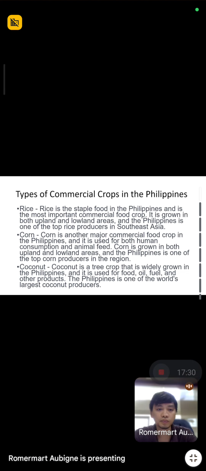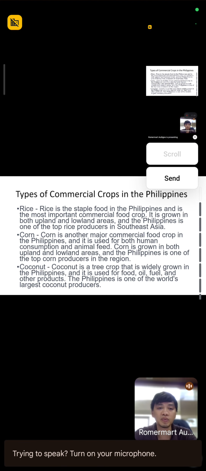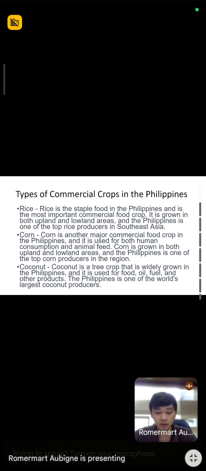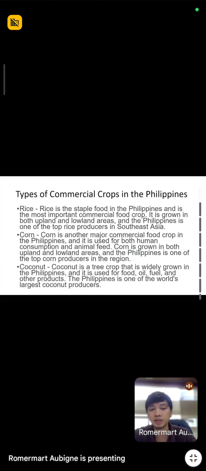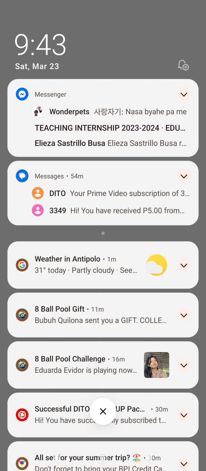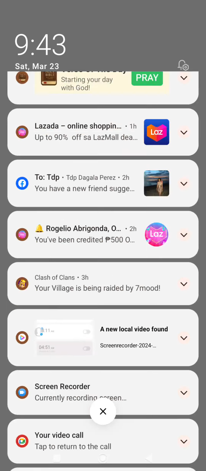So these are the types of commercial crops in the Philippines. We have rice, corn, and coconut. Rice is the staple food in the Philippines. It's the most important commercial food crop. It's grown in both upland and lowland areas. The Philippines is one of the top producers.